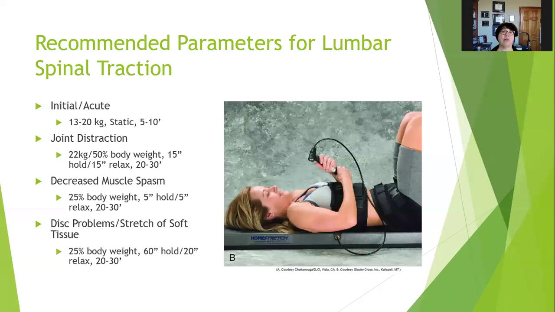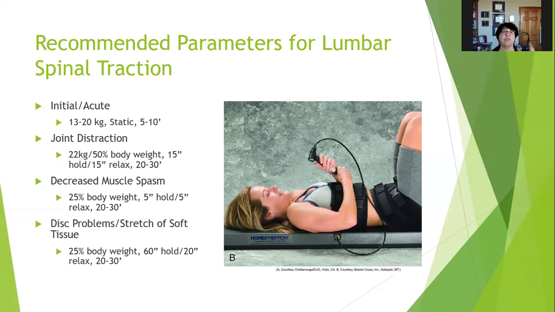Recommended parameters for lumbar spinal traction. Your initial treatment, or if the person's acute, you're usually going to do static traction for just 5 to 10 minutes, 13 to 20 kilograms of pressure, so about 30 to 40 pounds of pressure. And so just that initial thing, you do a short session, see how they respond to it.